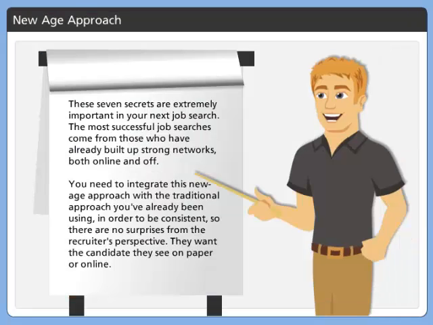New age approach. These 7 secrets are extremely important in your next job search. The most successful job searches come from those who have already built up strong networks, both online and off. You need to integrate this new age approach with the traditional approach you've already been using in order to be consistent, so there are no surprises from the recruiter's perspective. They want the candidate they see on paper or online.